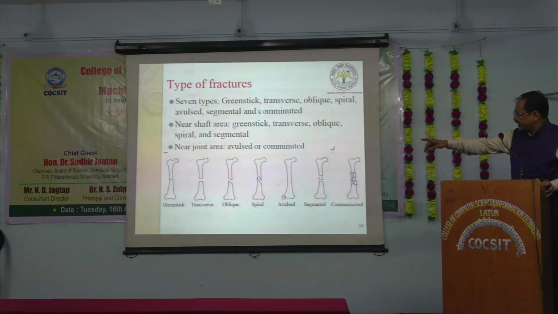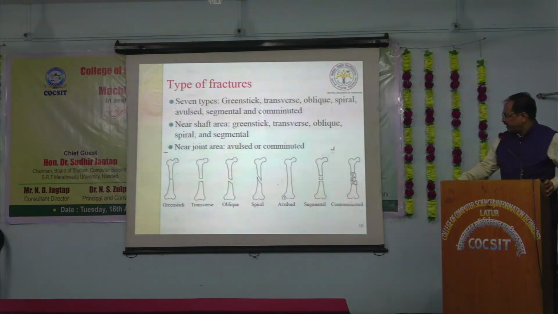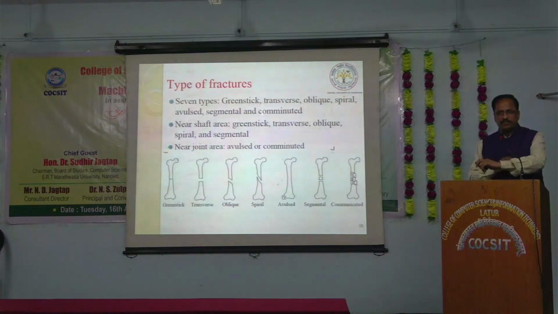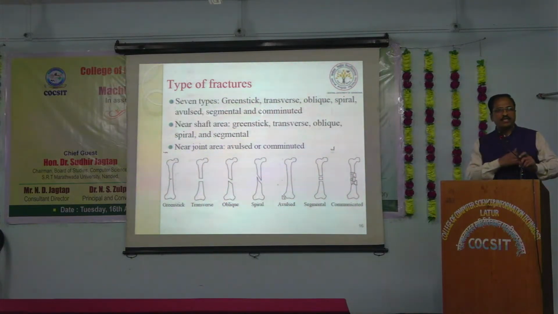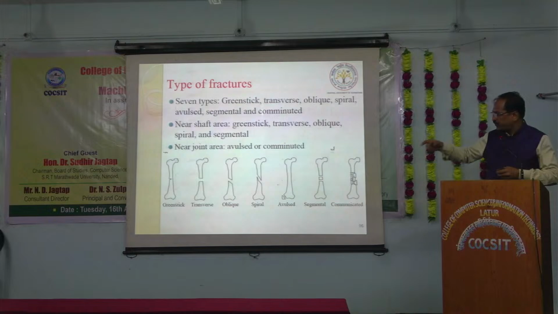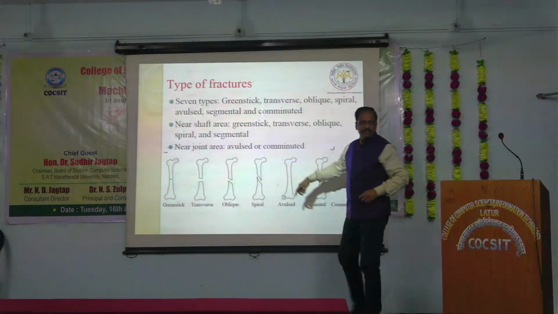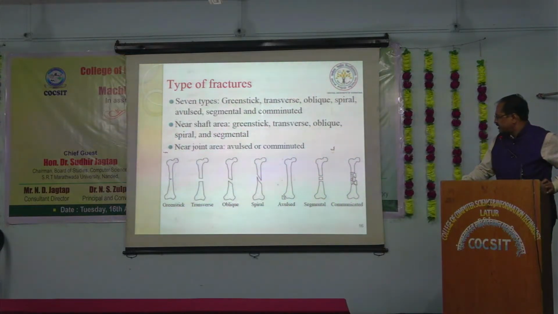You can see greenstick means the bones are not separated, a small part is damaged. In transverse, a straight cut is there in the bone. Oblique cut is there, but it is cross-sectional. Then we have spiral, cross-sectional, but some part you can see here, a small part came out with the one part. That is called spiral.